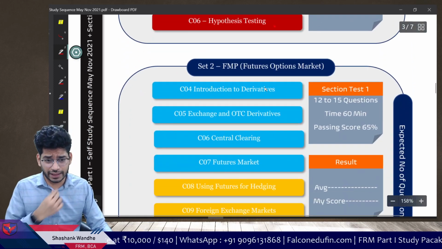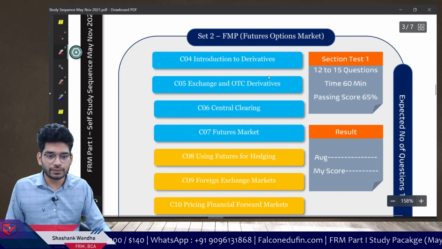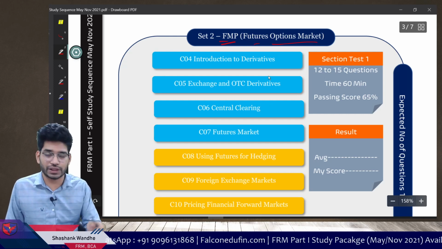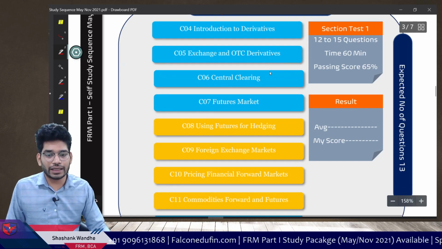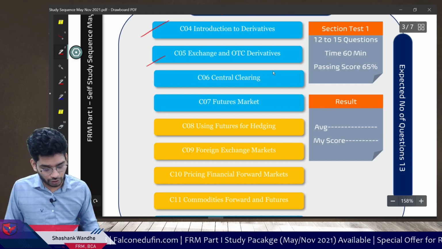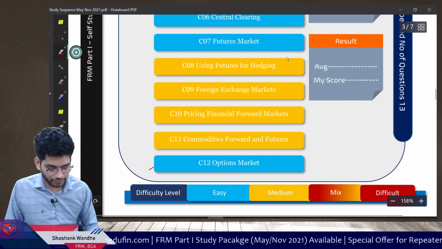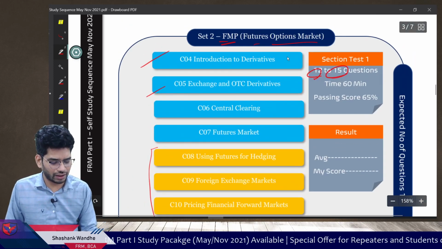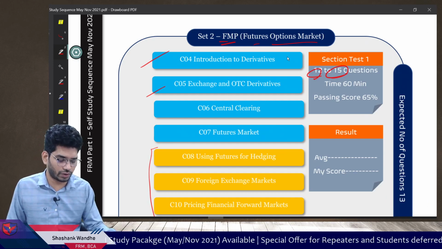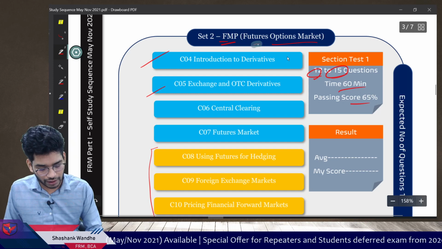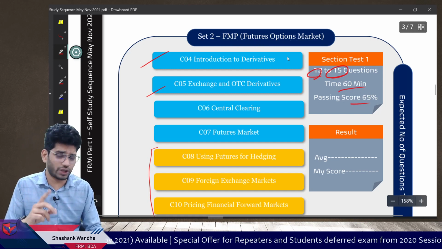Next is set 2, which is for the FMP, the futures and options market section. And here we are just covering the basics. It starts with chapter 4 to chapter 12. These are the basics where you have some difficult topics. Again, you can read here. Your section test will be 12 to 15 questions, 60-minute passing score, and the rest of this I will provide in a separate video on the section test.